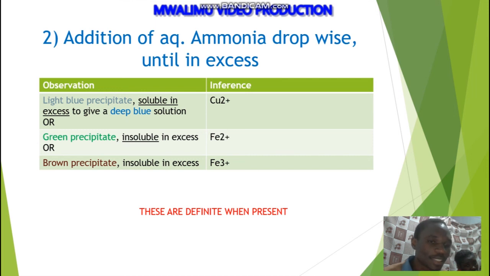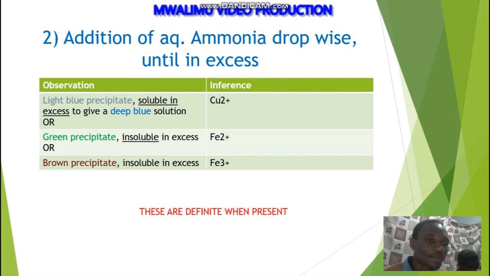And then those are the things that are used in the testing of cations. Okay, those are all the cations tested. You see, they are just easy. Okay, if you know the reagent and you know what the reagent tests, then you can be able to state the observation and the inferences just comfortably.